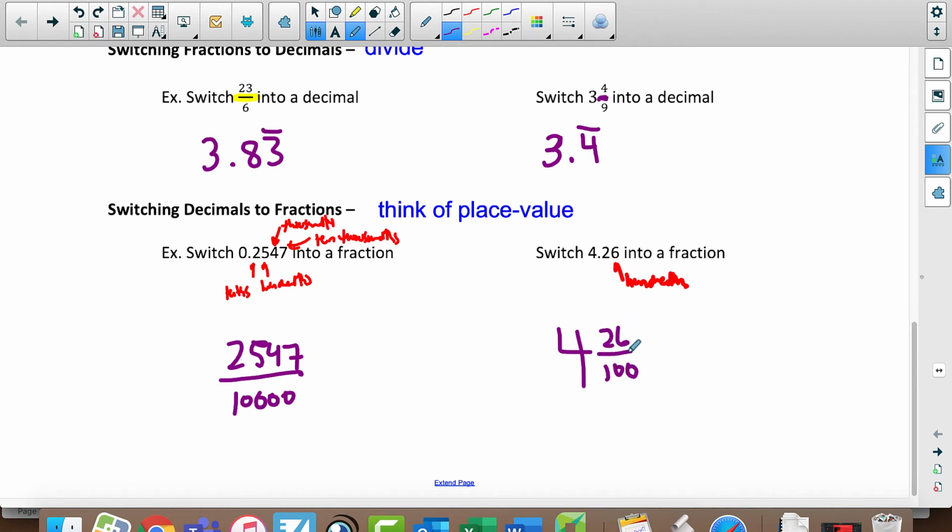That's it. But wait a minute. See what you could do to this fraction? You could put it in lowest terms. Keep the 4. You don't have to do anything with that. But with the actual fraction part, you could divide top and bottom by 2 and get 13 over 50. And that's an even better answer.